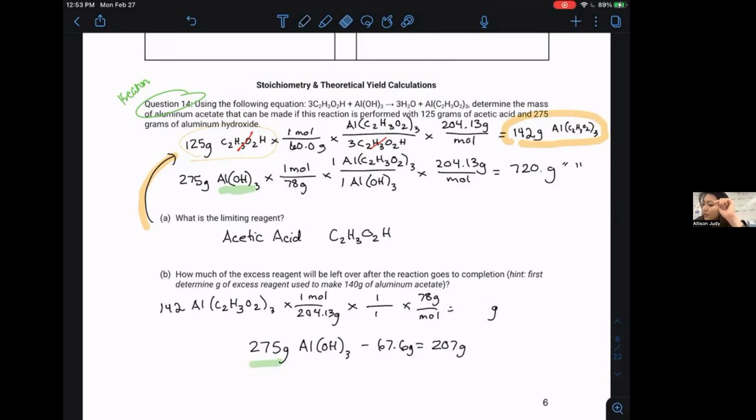So we do 54 grams. We started with 275 and we used up 54 of the grams. So now we have, no mental math, 221 grams. 221, that looks like a false number. Okay. 221 grams left over, excess. Does that make more sense? Feeling good about this?